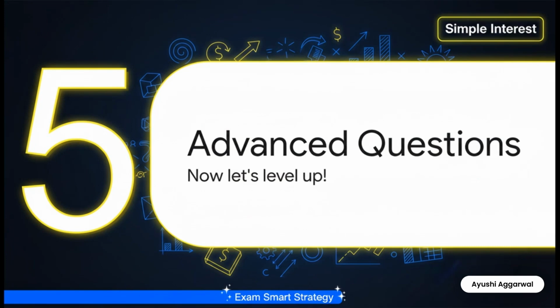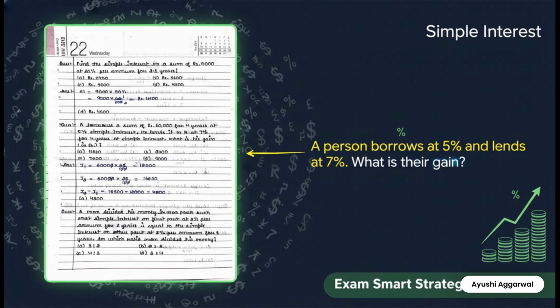All right, you've got the basics, you've got the shortcut, you're armed and dangerous. So now, let's level up. We're going to tackle some more advanced, multi-step problems, the kind you'll actually see on your exam. But don't sweat it, the core concepts are exactly the same. Okay, check this one out.